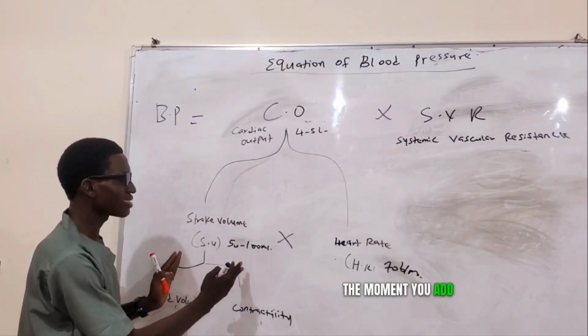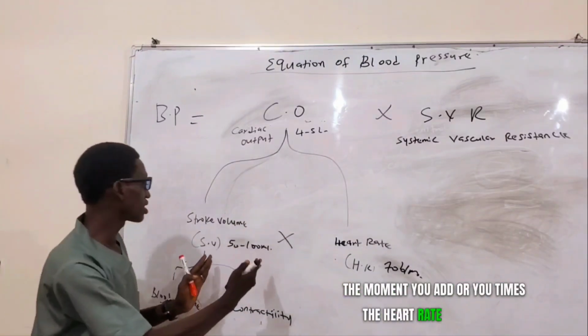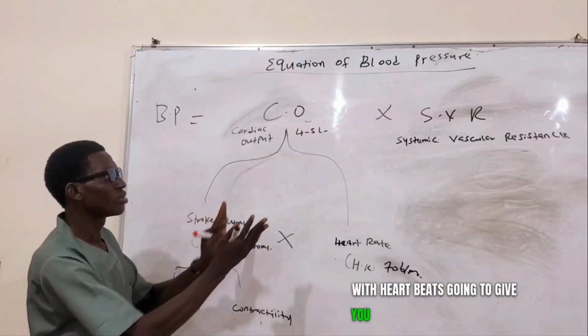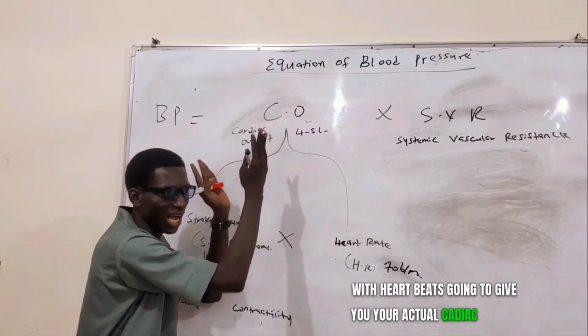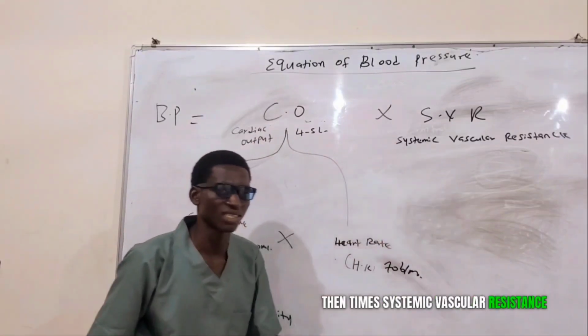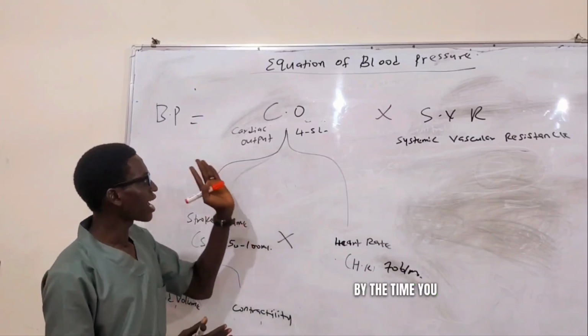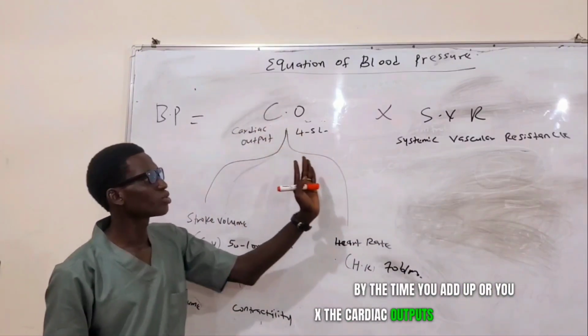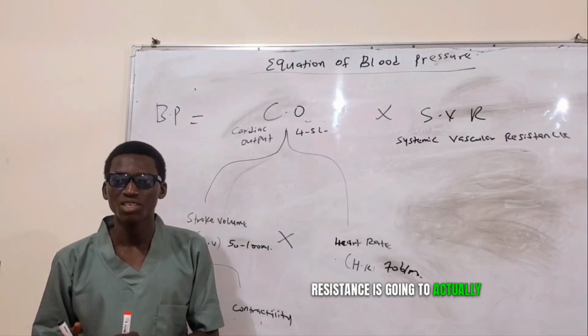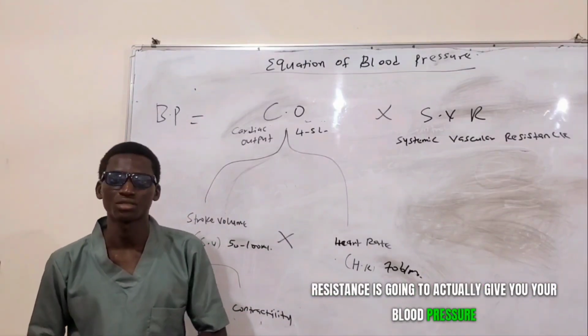The moment you multiply the stroke volume with the heart rate, it is going to give you your actual cardiac output. Then times systemic vascular resistance. By the time you multiply the cardiac output by systemic vascular resistance, it's going to give you your blood pressure.